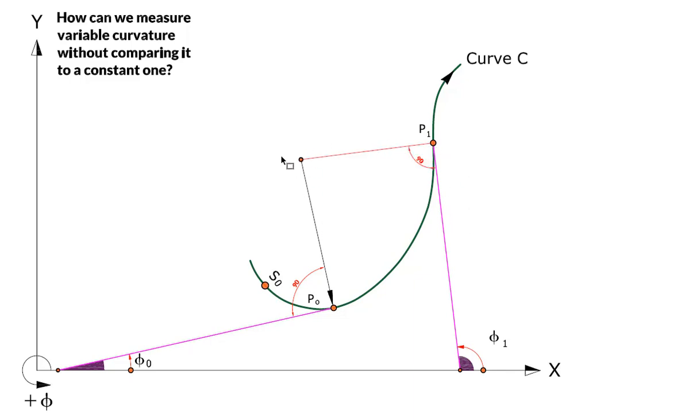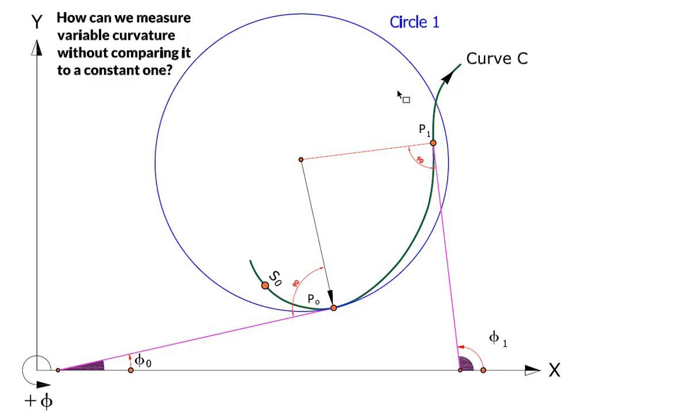These two lines will intersect at this point. From this point, we are going to draw a circle passing through point P0. So this is the circle that we call circle 1, and its radius is R1.